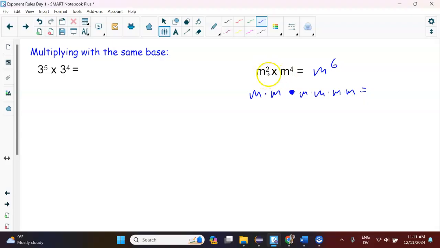Oftentimes I think kids will write, because they see this multiply, they'll think it's m to the 8th. But what you actually do is add the exponents here. Okay, so if these bases are the same, you keep the base and add the exponent. So in this example, we have 3 times 3 times 3 times 3 times 3, multiplied with 3 times 3 times 3 times 3. This is 3 to the 5th. That's 3 to the 4th. So you keep the 3. It's not a 9. You keep the 3, and then you add the exponent. So it ends up being 3 to the 9th.